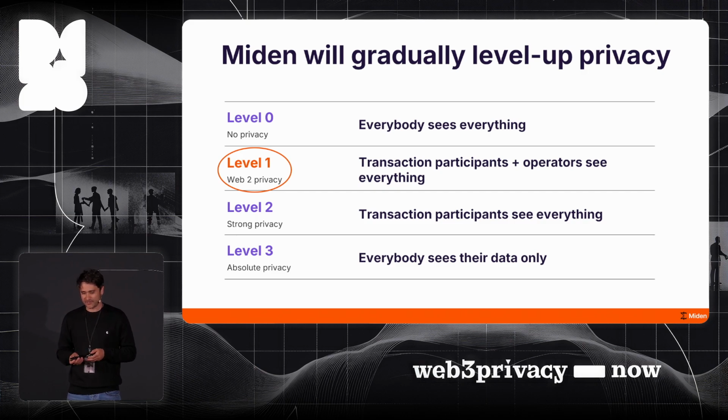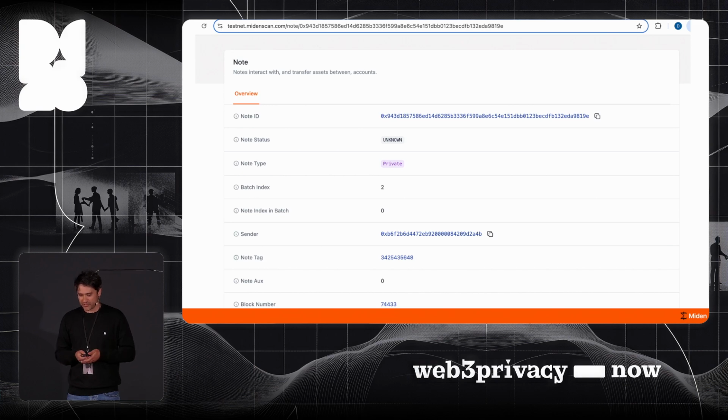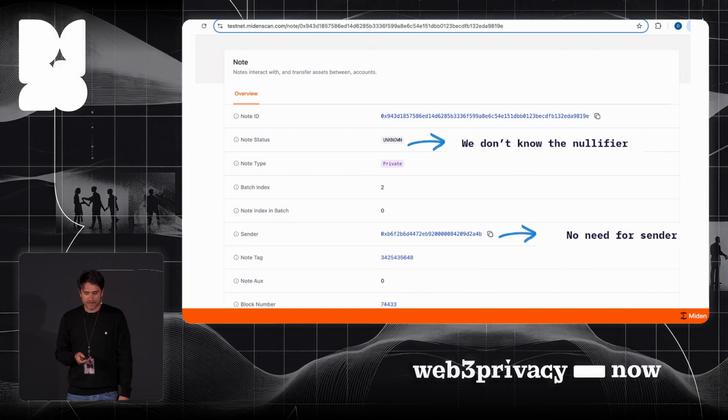I know this is not very cyberpunk, but what I mean by that is this is how a private node looks in Maiden today. You don't really know what's inside. You just know that there is a private node with this node ID or node hash, but you don't know which assets are there or to whom it is directed. And we don't know the nullifier. We don't know if the node is consumed or not. At the moment, we track the sender for debugging purposes, but protocol-wise, you don't need to know the sender.